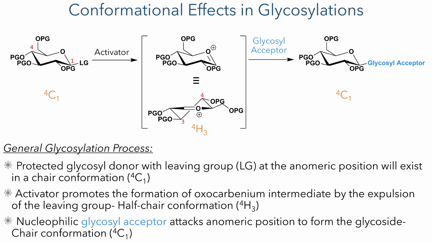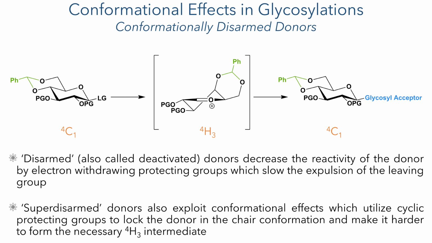It is possible to fine-tune the reactivity of these glycosyl donors by using protecting groups which affect the conformation of the molecule. Glycosyl donors are deactivated by using electron-withdrawing protecting groups, which slows the expulsion of the leaving group. Super disarmed donors, however, also exploit conformational effects, which utilize cyclic protecting groups which lock the donor in the chair conformation and make it harder to form the necessary 4H3 half-chair intermediate due to the high torsion strain put on the ring systems.